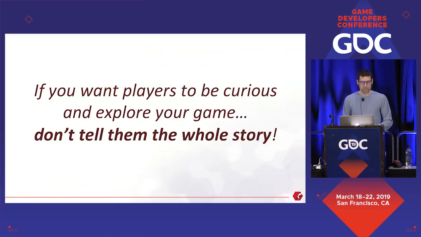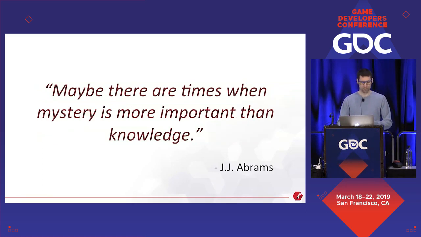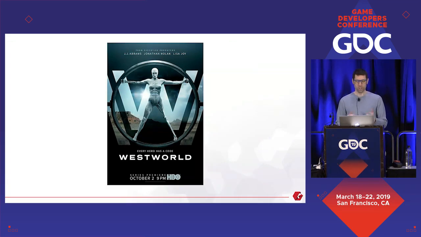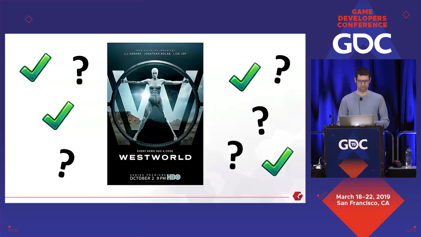Because if you want players to be curious and explore your game, you can't tell them the whole story, right? Only give them part of the catalog. Only show them part of the map. Let some things go unexplained, or let everything go unexplained. Leave the rest for the player to discover. Famed writer-director J.J. Abrams says, "Maybe there are times when mystery is more important than knowledge." This is what the allure of Lost, Westworld, and many of his other shows and films was, always giving the viewer an answer, but creating 2 or 3 more tantalizing questions in the process.